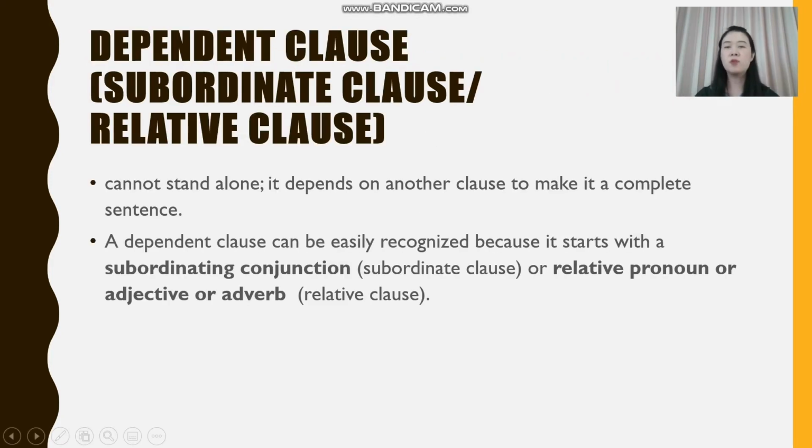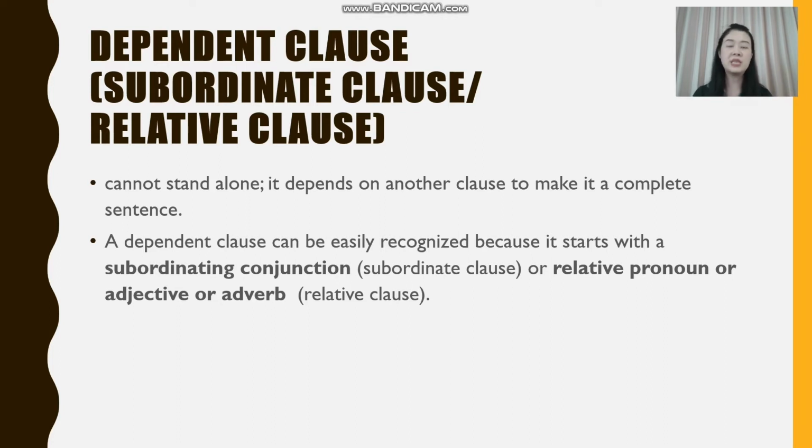Alright, now let's move on to the dependent clause, or we have another name, subordinate clause and relative clause. But how are they different? Let's start with the definition for dependent clause. When we're talking about a dependent clause, we need to think that they cannot stand alone. It's different from independent, right? Because if it is an independent clause, it can stand alone as a complete thought. But for a dependent clause, we need something else to be attached in order to make it complete, okay?